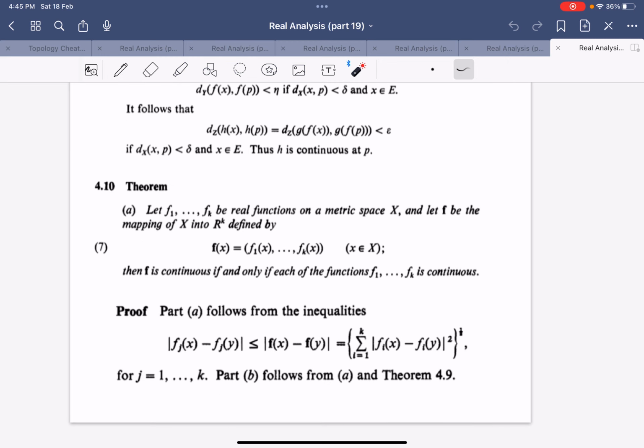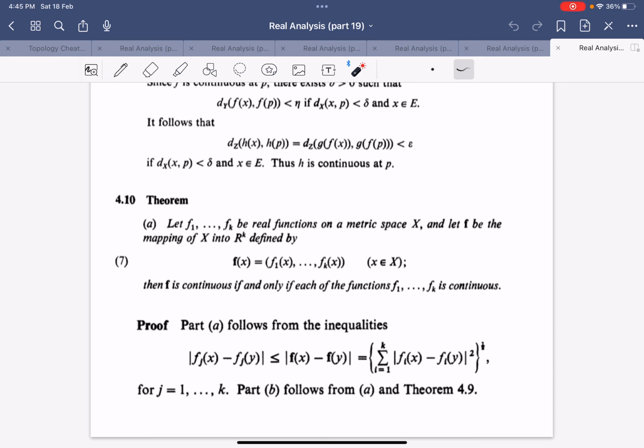And so we can prove another thing, which is that when we have a mapping from a metric space X to X cross X, or X to R cross R, n times, or k times, then this mapping is continuous if and only if each individual function it maps to is continuous.